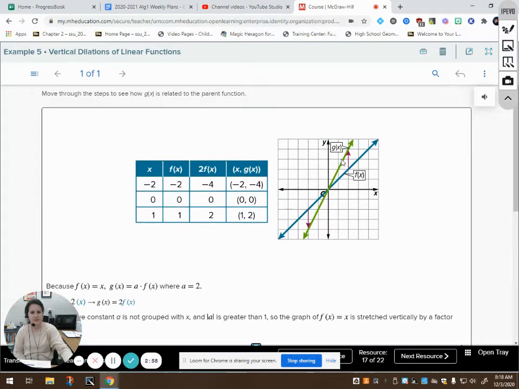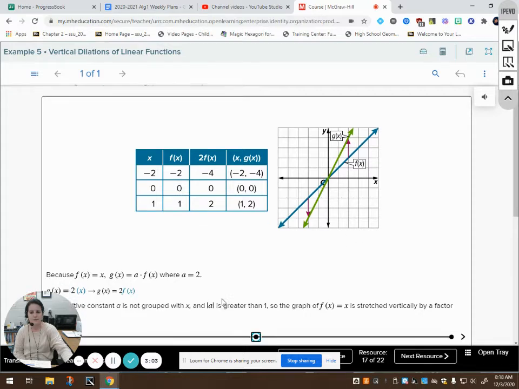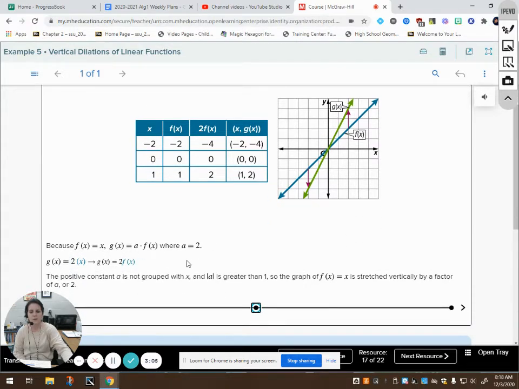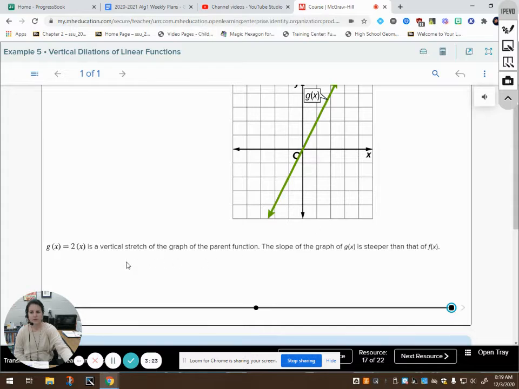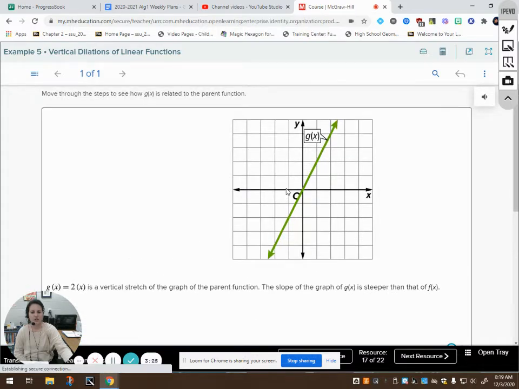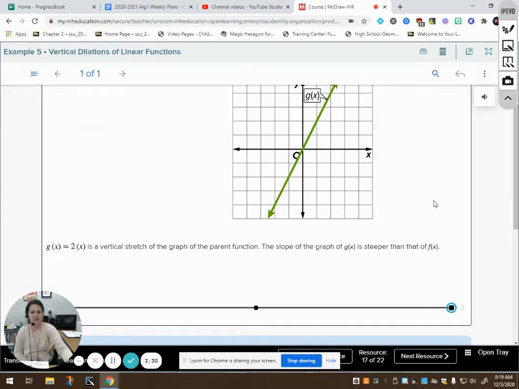We can look at this. When we graph it, there it is. We went up 2 over 1, up 2 over 1. So because we're multiplying by 2, the positive constant a is not grouped with x, and the absolute value is greater than 1. So the graph of g of x is stretched vertically by a factor of 2. It's a vertical stretch of the graph of the parent function, and the slope is steeper.